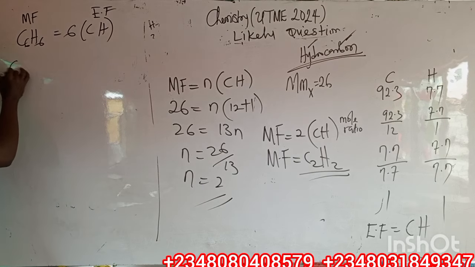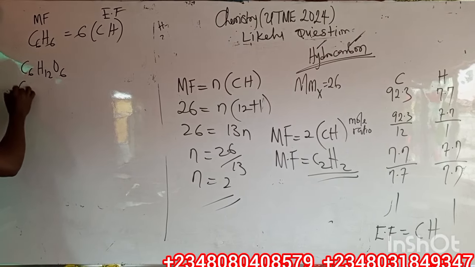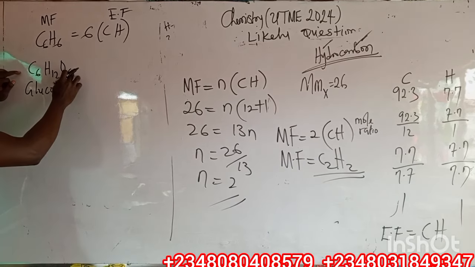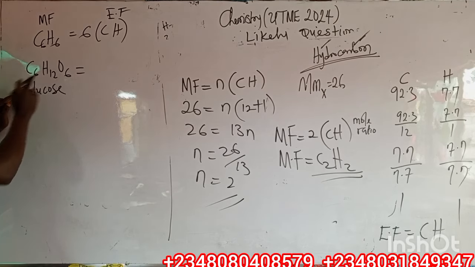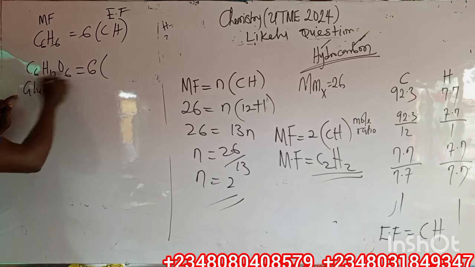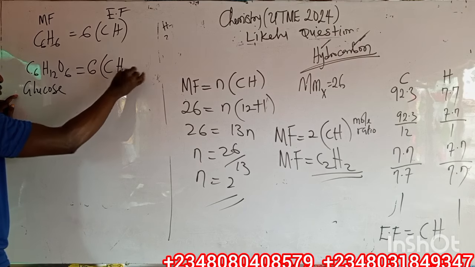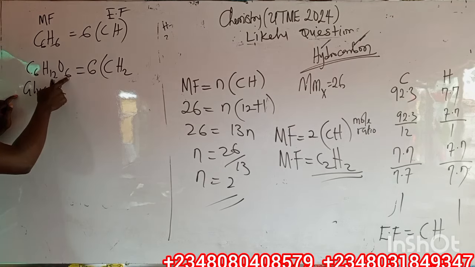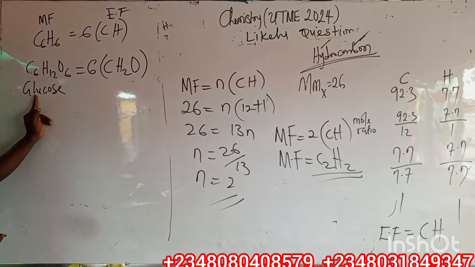Look at this sugar, C6H12O6. This is glucose, and this is the molecular formula. What is the empirical formula? What is common to all these elements? 6, 6, 6. 6 is common to all of them. Bring it down. Then what will be left? Carbon, 1. Hydrogen, 12 divided by 6, that means 2 left. Then oxygen, 6 divided by 6, 1 oxygen left. This is the empirical formula of glucose.